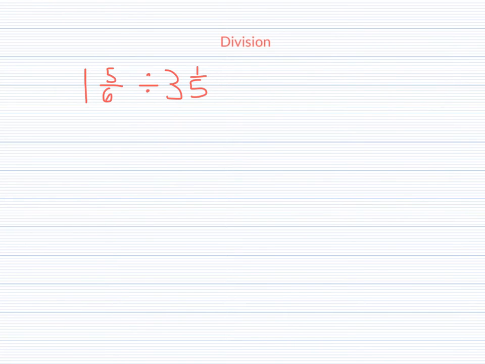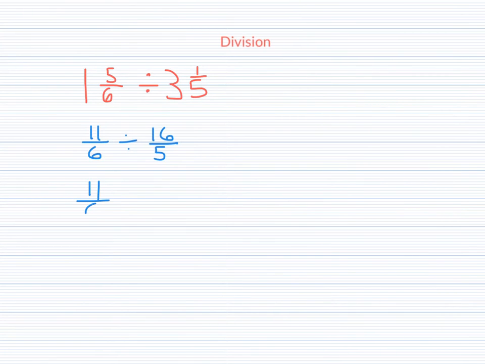And for our final problem, let's wrap up with some division. We got 1 5/6. So we'll convert that to an improper fraction. 6 times 1 is 6, plus 5 is 11 over 6, divided by 5 times 3 is 15, plus 1 is 16 over 5. Now remember, when we divide fractions, we actually want to change this to a multiplication problem.